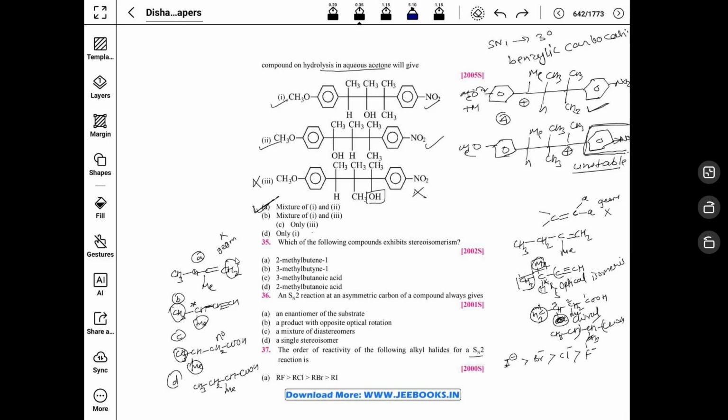Now let's look at this. So we have one substituent ethyl, another is methyl, a carboxylic group, and hydrogen. So this is the chiral center. Therefore, it will show 2 optical isomers, and the correct answer is D.